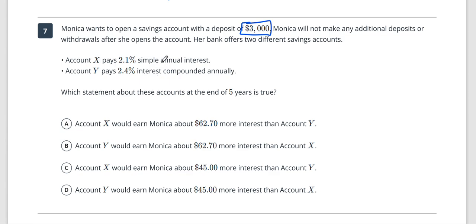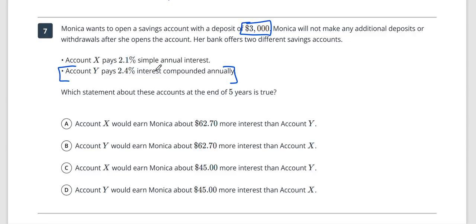Okay, so this is going to be simple interest. This is going to be compound interest. Which statement about these accounts? Okay, X would earn Monica about that much more. So basically I'm just comparing interest, and they want to see which one earns more interest. So I want to tell you which one always earns more interest. Y always earns more. Compound always earns more.